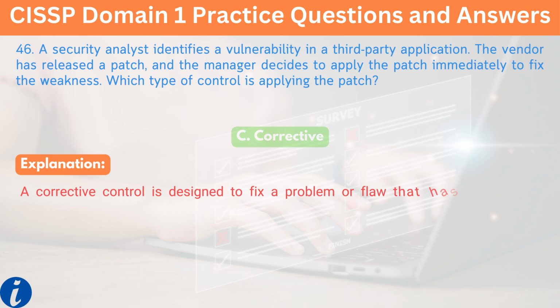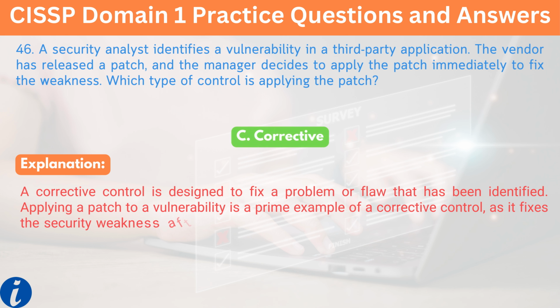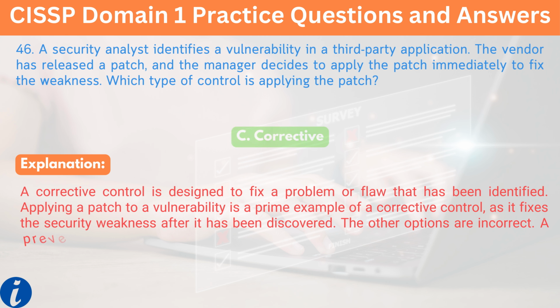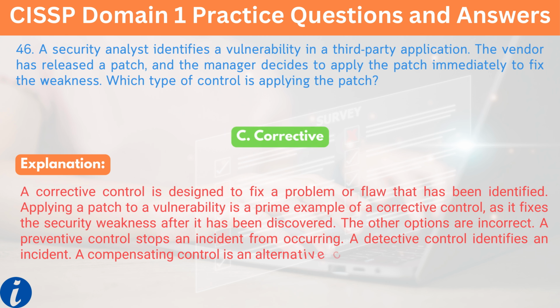Corrective. Explanation. A corrective control is designed to fix a problem or flaw that has been identified. Applying a patch to a vulnerability is a prime example of a corrective control, as it fixes the security weakness after it has been discovered. The other options are incorrect. A preventive control stops an incident from occurring. A detective control identifies an incident. A compensating control is an alternative control.